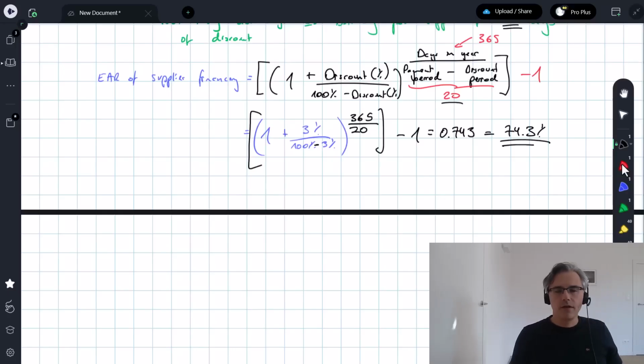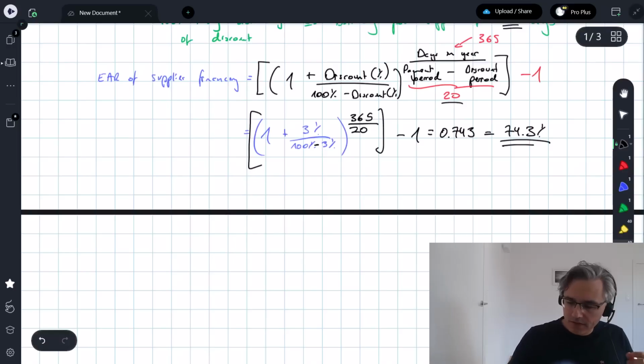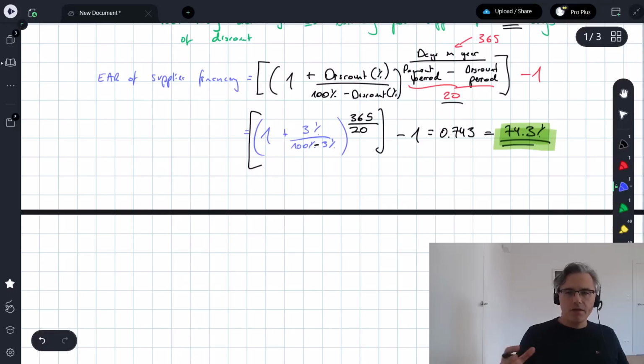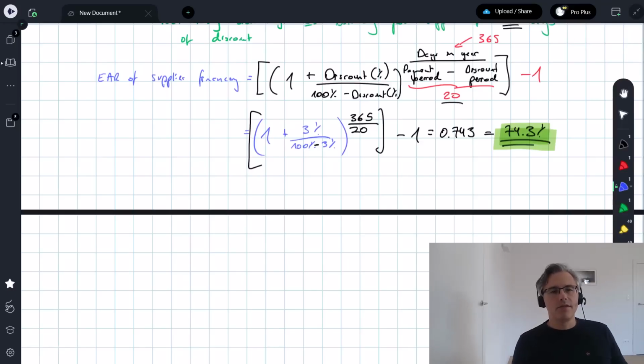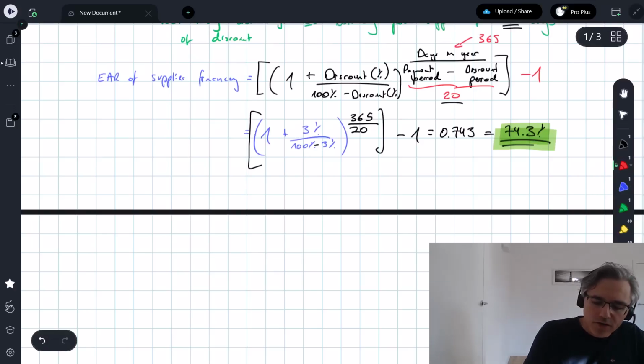And don't think I've done something wrong, because it's rare to find percentage values as high as this. This number will typically be quite big. Your curriculum uses a very similar example, but the discount there is 2% instead of 3, but it still gives a number of 40-something percent, right? So how do we interpret this?